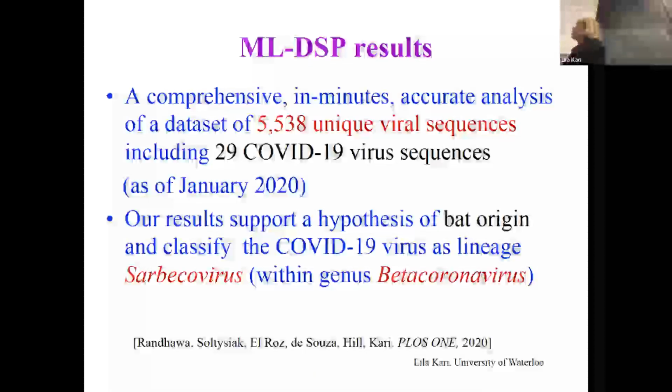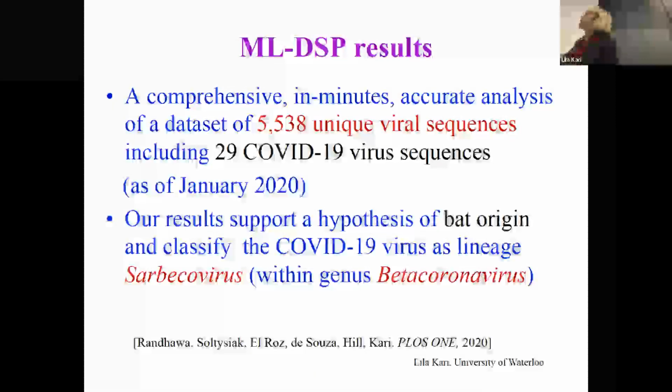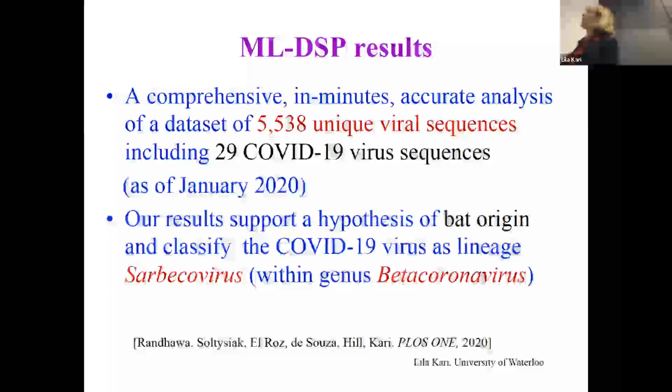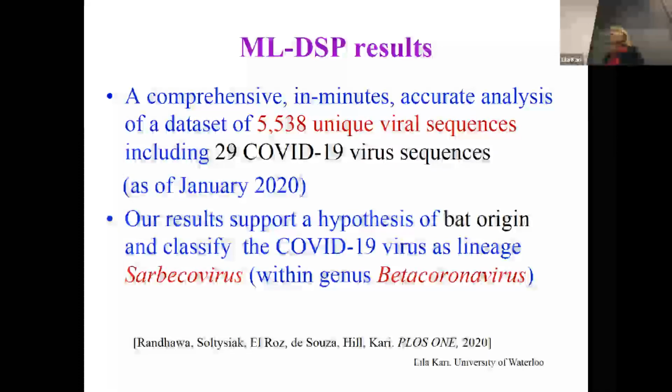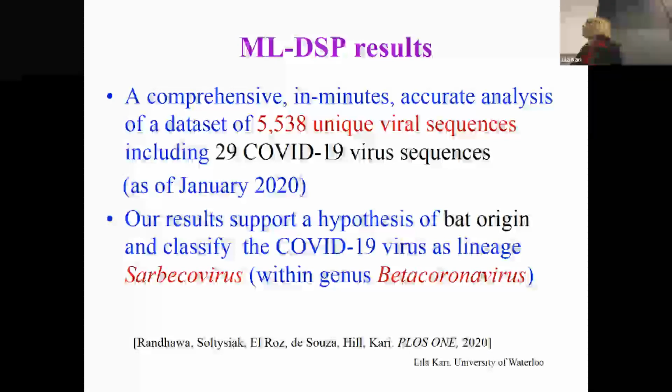And the interpretation of that is that this was a comprehensive, accurate analysis, in minutes, of a data set of almost 6,000 unique viral sequences, including 29 COVID-19 virus sequences, which was the only thing that was available as of January 2020. And our results support a hypothesis of bat origin and classify the COVID-19 viruses in line with Sarbecovirus within the genus Betacoronavirus. So this was the effectiveness of this method applied to a specific problem, the COVID-19 classification.